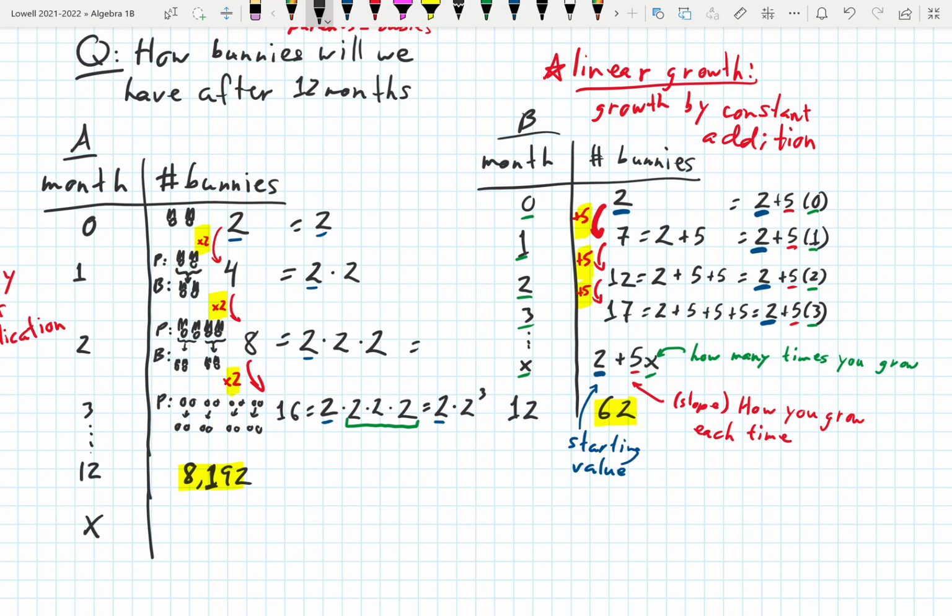This one right here is, we started off with the original 2 bunnies, and then we doubled twice. Here we started off with 2 and we doubled once. And over here we started with 2 and we doubled 0 times.